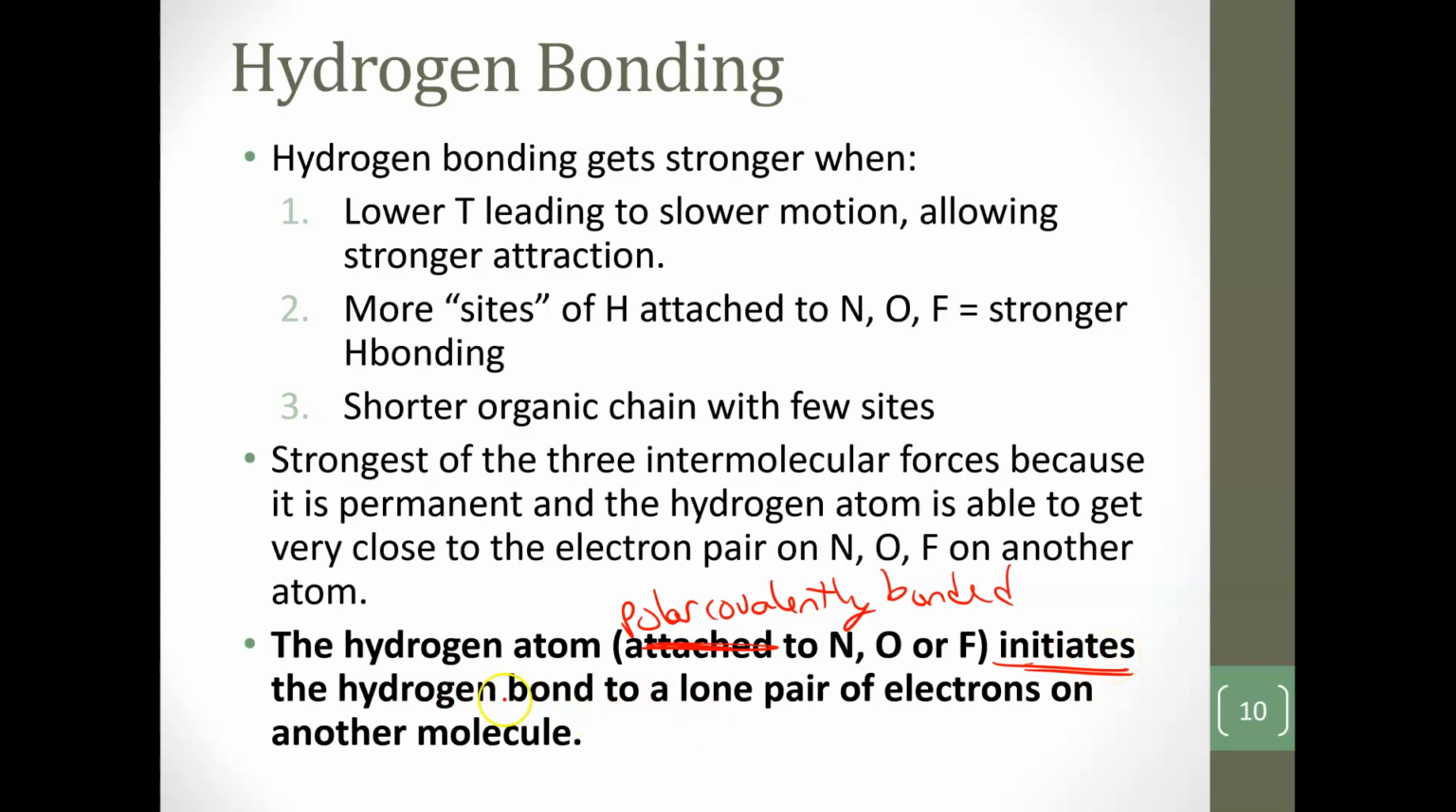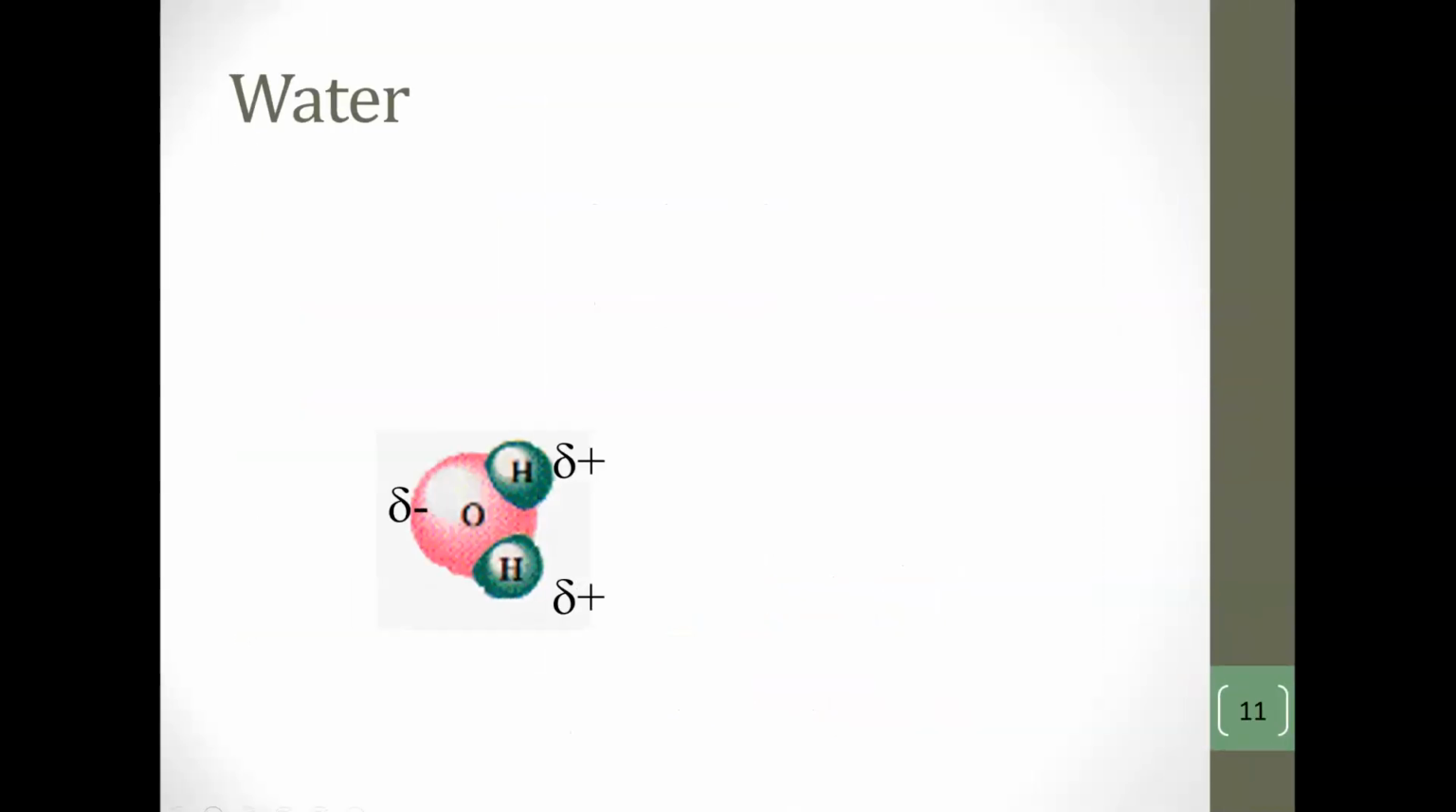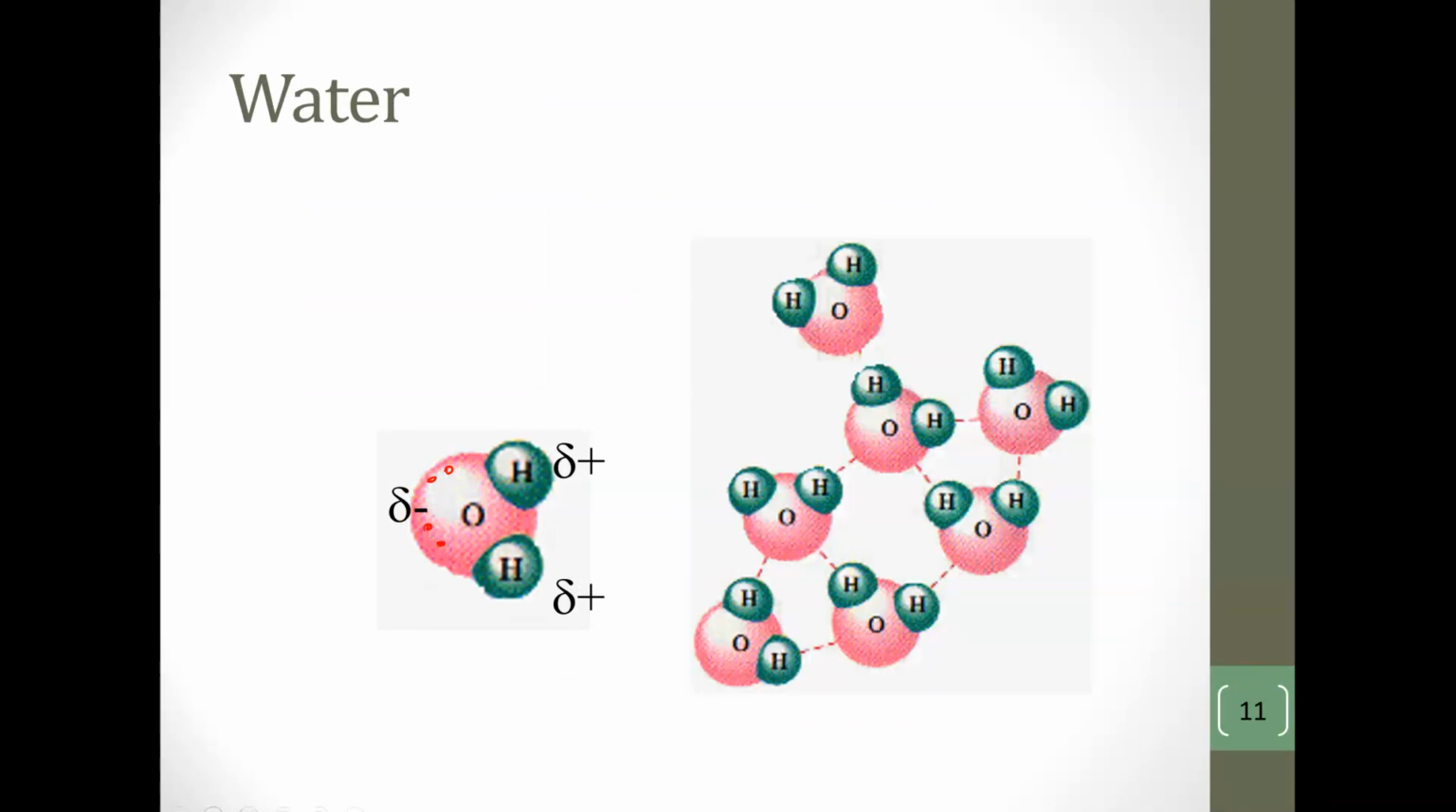Because it gets attracted to a lone pair of electrons on something else. Okay? And you'll see in your homework what that looks like. So this is water. Water has 2 lone pairs here. If I put it close to another water molecule, what happens is the hydrogen atom on one molecule is attracted to that lone pair. That is a hydrogen bond. The hydrogen atom here is attracted to a lone pair. That is a hydrogen bond. Water is excellent at hydrogen bonding.